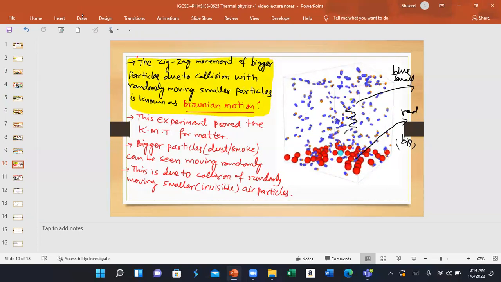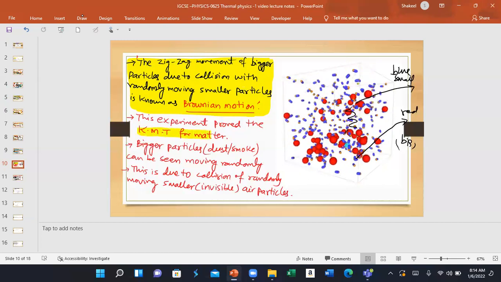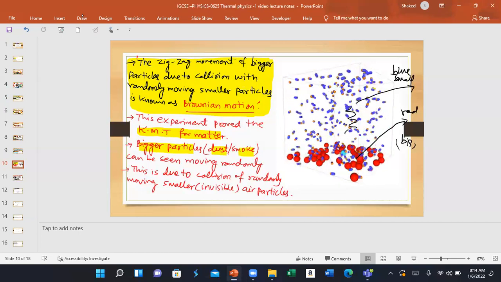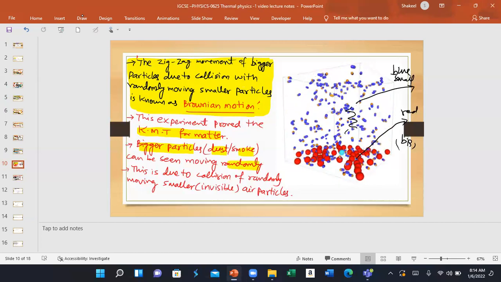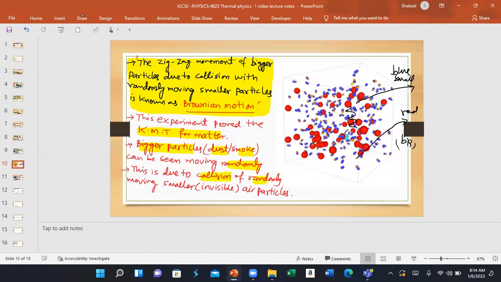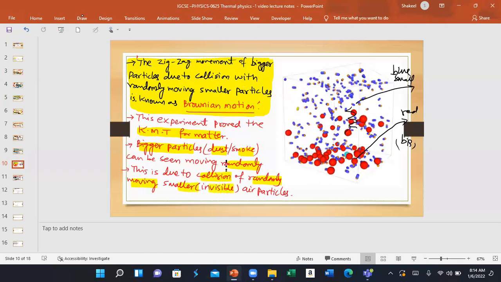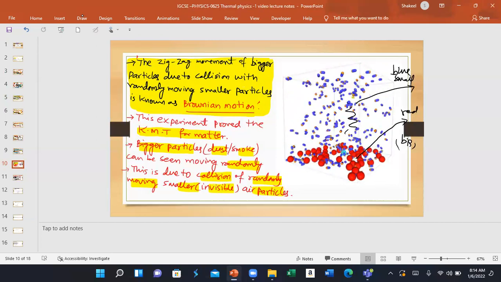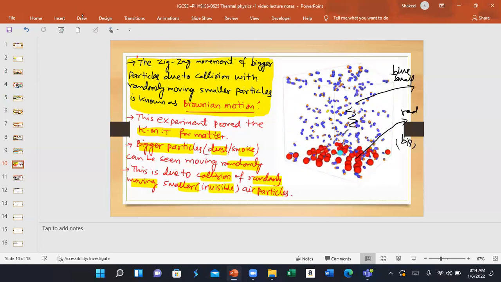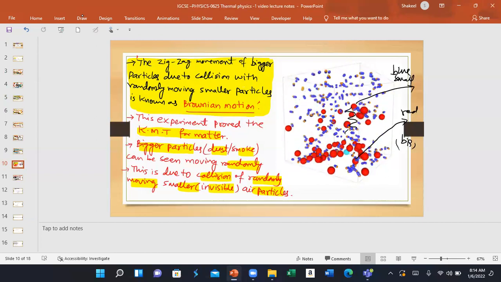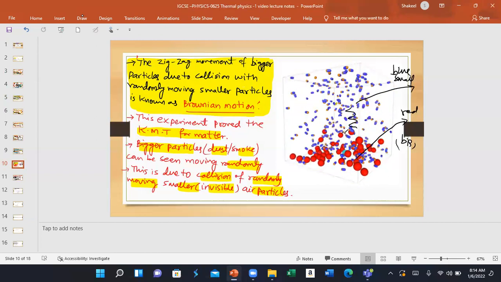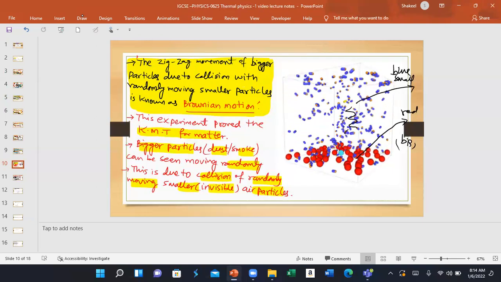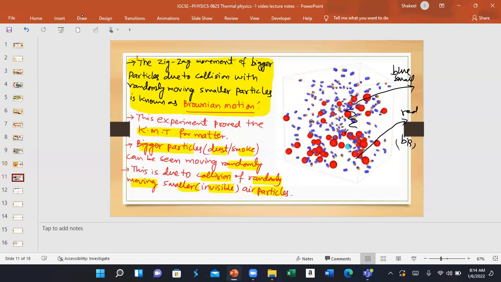This experiment proved that the kinetic molecular theory for matter is correct, and bigger particles, which can be dust or smoke, can be seen moving randomly. Why can they be seen moving randomly? Because of the collision of randomly moving smaller invisible air particles. So indirectly, as you can see, bigger particles are moving randomly because of the collision of smaller randomly moving particles, which proves that air, or gases, consist of randomly and continuously moving particles.